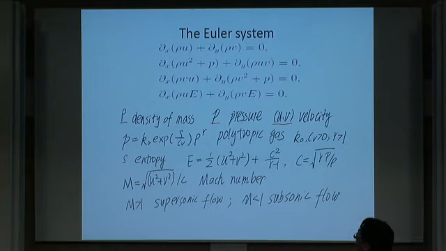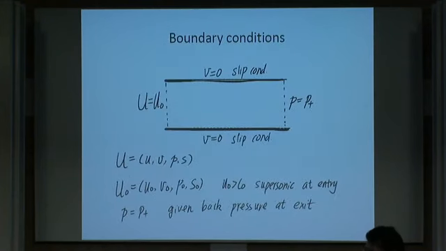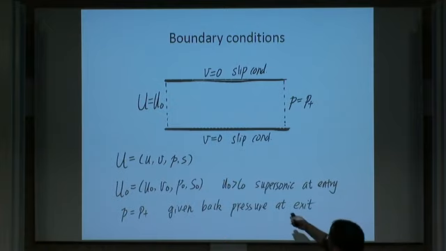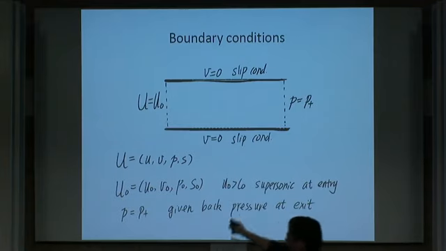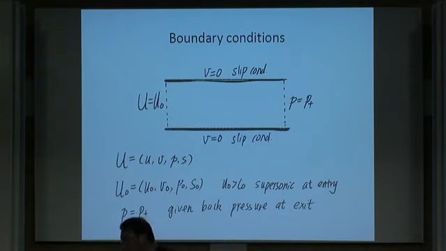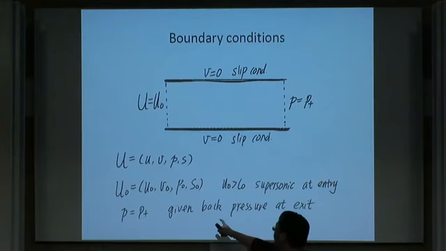So here we consider boundary conditions. We assume the upper and lower boundaries are solid walls, so we propose the slip condition here, v equals 0. At the entry we assume the flow is supersonic as shown in the picture. The Euler system is hyperbolic for supersonic flow, so here we need to prescribe the whole state. We give u0, meaning the velocity, and the pressure and the entropy are all given here.